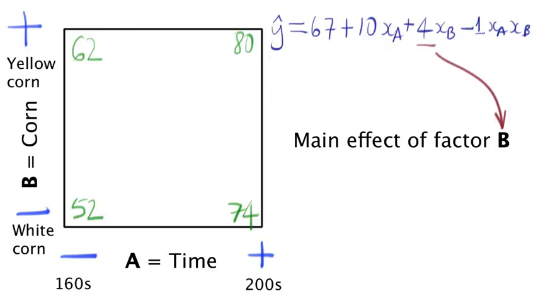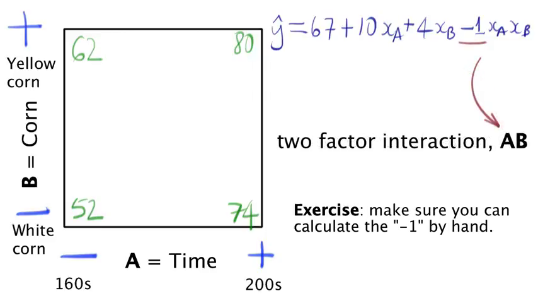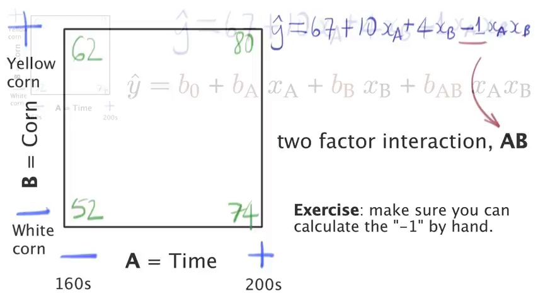4 is the effect of factor B, the kind of popcorn we used. And lastly, the -1 is the two-factor interaction term. Do you recall how we calculated those numbers by hand? Go back to the videos in the previous module if you are not sure.